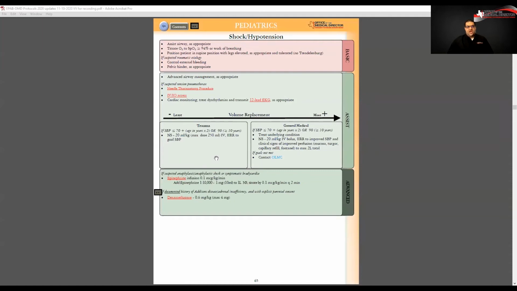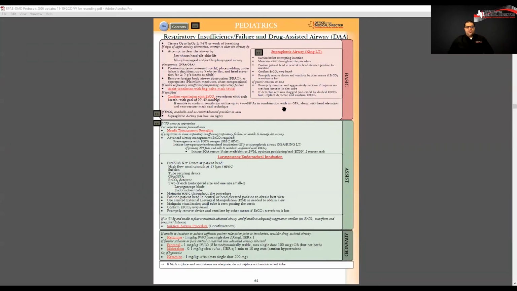For pediatric shock and hypotension, along the same lines as adult, if you have a child with a documented history of Addison's disease, so they are hypotensive and have known Addison's disease or adrenal insufficiency, and really for the kids with explicit parental consent, so the patient or the patient's parents are asking you, hey, normally we give them steroids, can you give them a dose of steroids to help get them over this? Then yes, you can give them dexamethasone as per our standard dosing.